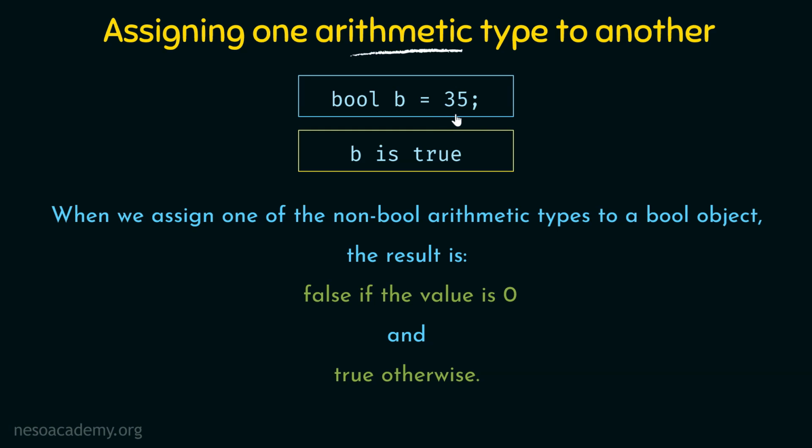So here we see that 35 is the value that is given. It is not 0, it is 35. So the value should be true, and that is why b has the value true. In case we wrote bool b equal to 0 and then printed the value of b, it would have given false. So here we see the type conversion taking place. Now let's go to the next one.